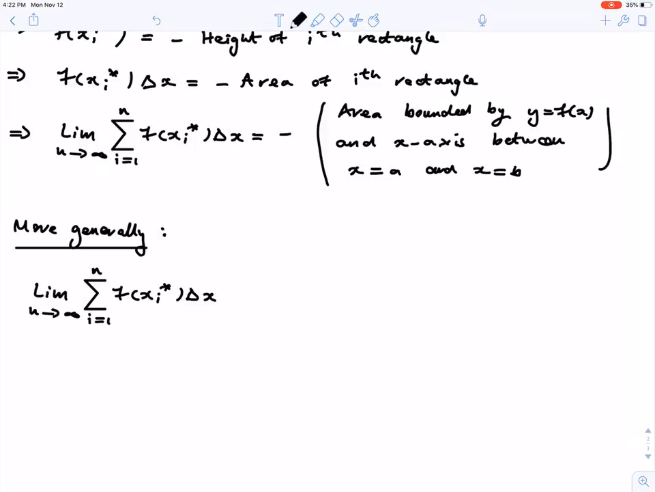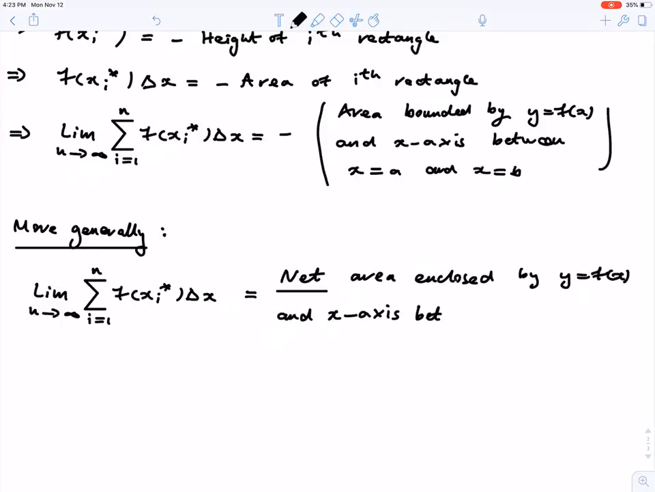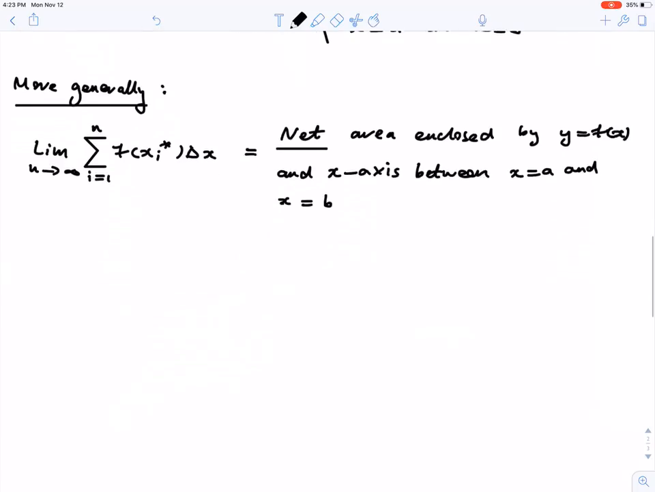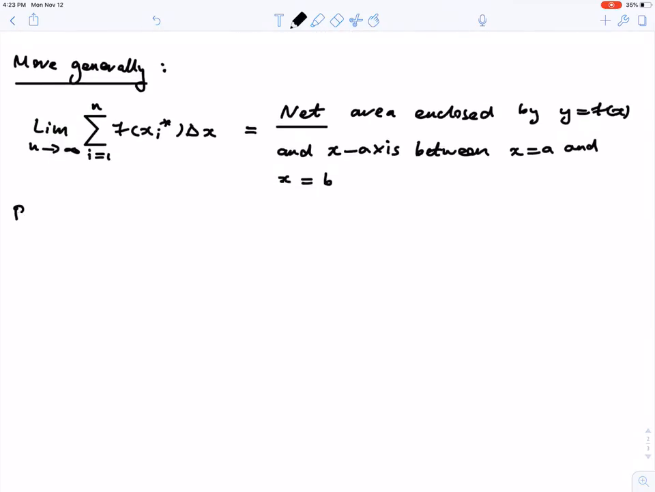Well, it's going to be the net area enclosed, and I'll have to explain what that means in a second. I just want to get this down. This is going to be the net area enclosed by y is equal to f of x and the x-axis between x is equal to a and x is equal to b. Now what does net area mean? Well, let me just show you. You can probably guess from what we've just done. So I'll just do it with a picture, because a picture says everything you need to know.